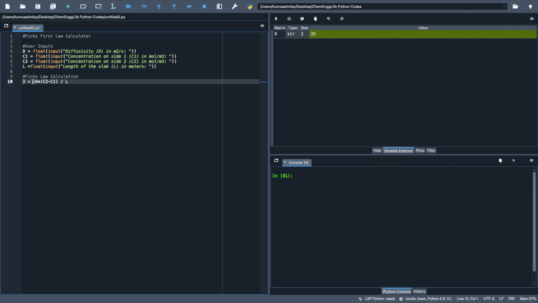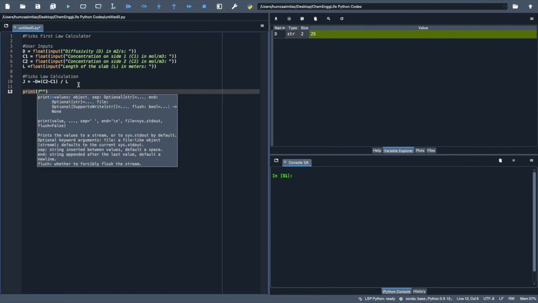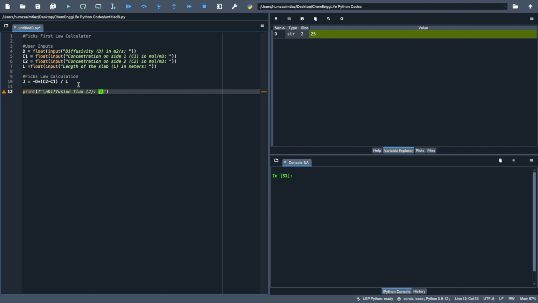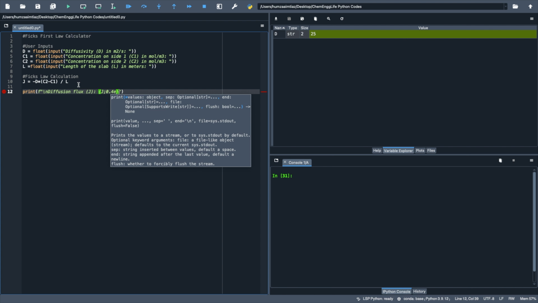Because when you look at J, do we have D? Yes. C2, yes. C1, yes. And L, yes. So if I was to run the formula now, we would be able to calculate the output value J. But the user will not be able to see the output unless we actually print the result for them. So we're going to write the diffusion flux J in a curly bracket. Since the variable that we have is J, we're going to write .4e, and that would be moles per meter squared times s. I hope I can write that up. There we go.